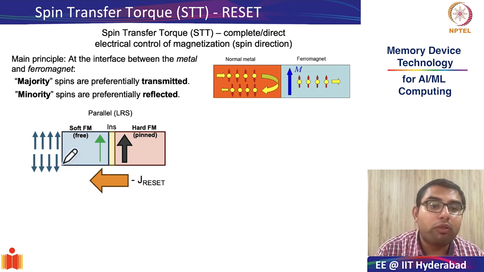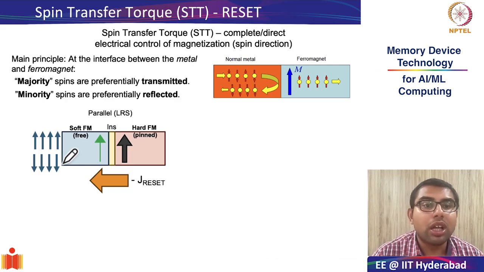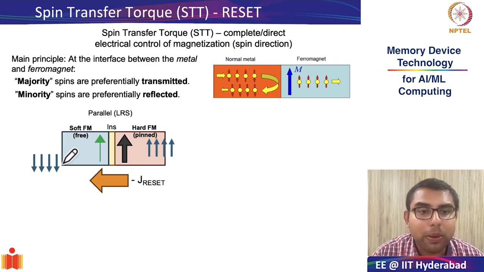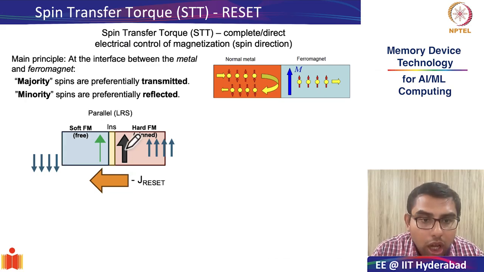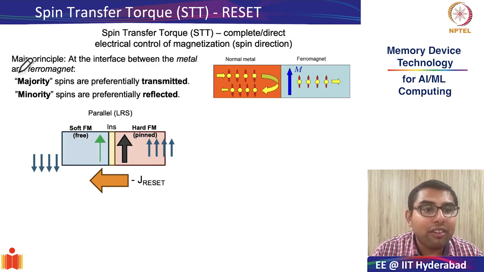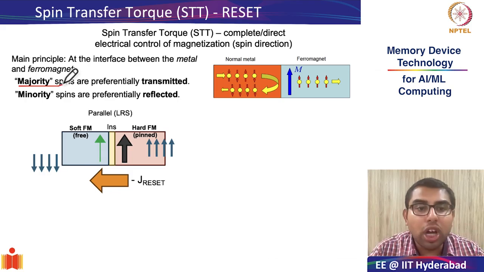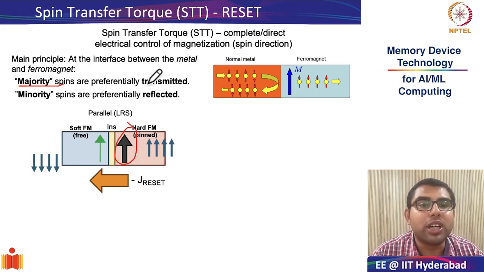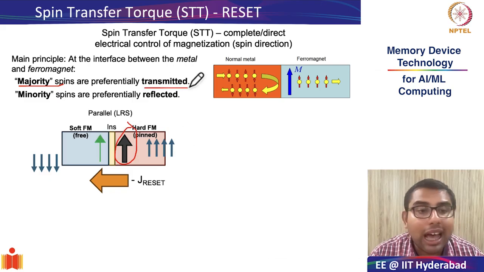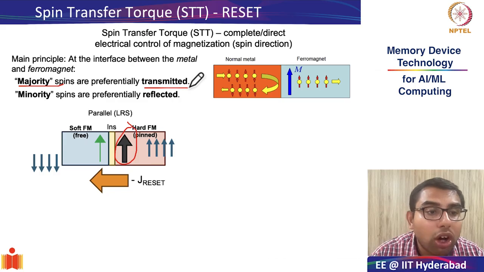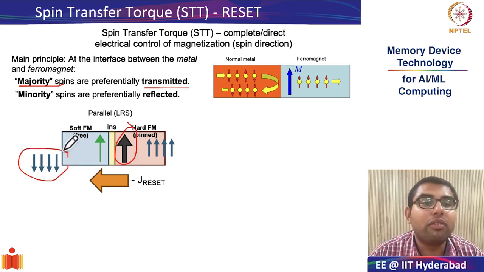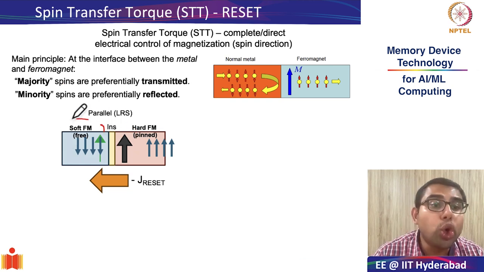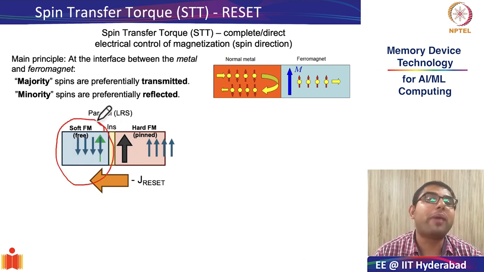What happens when you flow a current through this particular magnetic tunnel junction? As you can see from the first part of the animation, the spins which have the same direction, or majority spin, as compared to your hard ferromagnetic layer have got transmitted. This is what we saw. And what will happen to the spins of the opposite direction? They will get reflected. And as they get reflected, they get accumulated in the soft ferromagnetic layer.